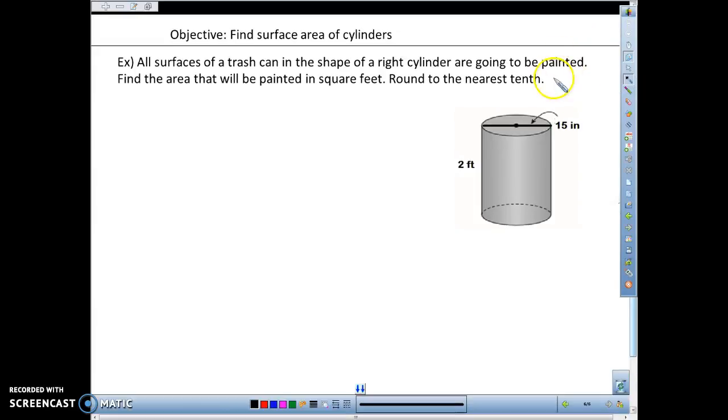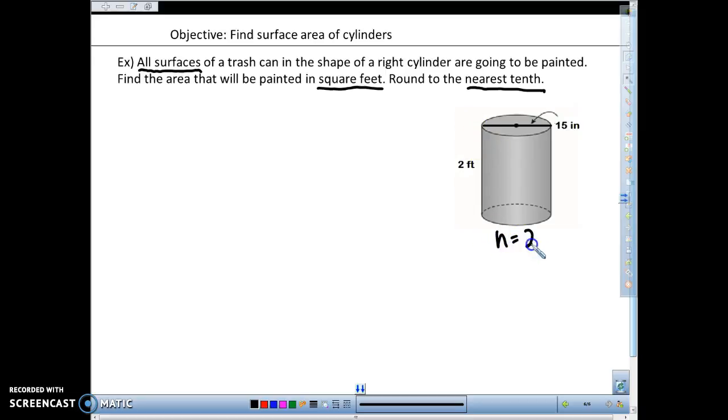In this problem, it says all the surfaces of a trash can in the shape of a right cylinder are going to be painted. So this is all of the surfaces. Find the area that will be painted in square feet. So we must keep in mind we want our answer in square feet, and we want to round to the nearest tenth. So looking at this problem, I have a trash can with a height of 2 feet.